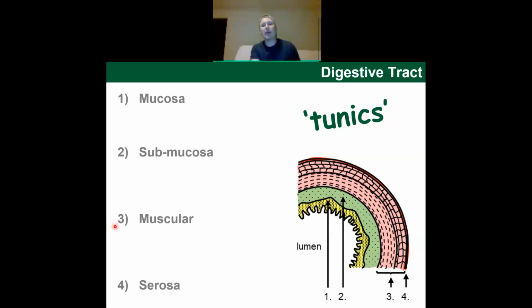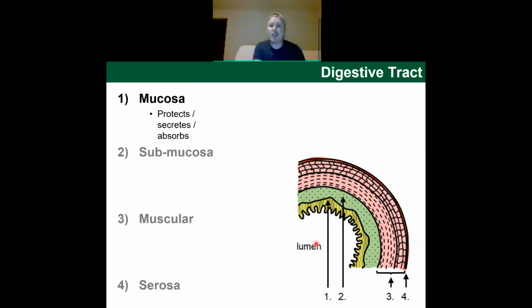These are also sometimes referred to as tunicas, and we've already heard the word tunica. That meant a layer, if you want to simplify and translate it in a very, very simple manner. So let's start with the innermost layer, layer 1 based on this diagram. That is known as mucosa. Mucosa, as you notice, has a lot of these bumps and structures that come out of the smooth surface. And that tells us a little bit about the function of this part of the digestive tract as well.